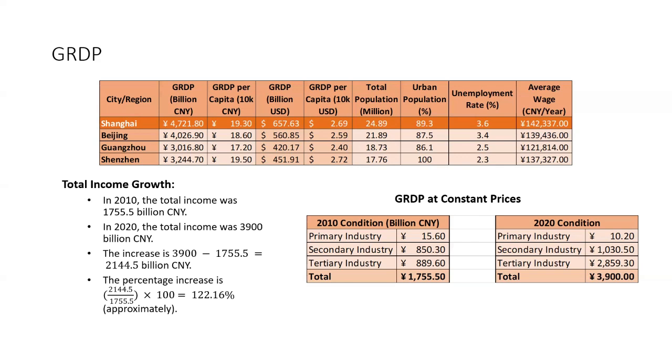So the table here shows that at current prices, regional income will increase from 1,755.5 billion Chinese yuan to 3,900 billion Chinese yuan, or 122.16% in 10 years. However, this doesn't fully capture the overall increase in regional welfare. This is because this simple comparison doesn't consider factors like inflation, income distribution, and environmental impact.